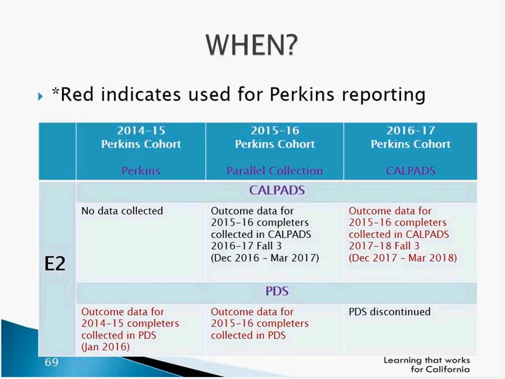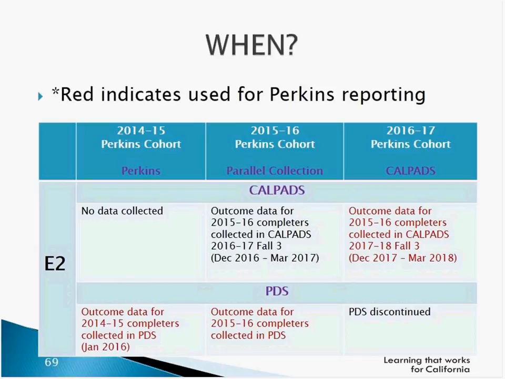So, how about E2? For the current cohort of students, your completers that are graduates, you will report your E2 data on your students that graduate this May or June, the completers. You report on them as you have always done in the past in the Perkins data system, E2, which will be due March 15th, 2016. Remember, follow-up data for your students.